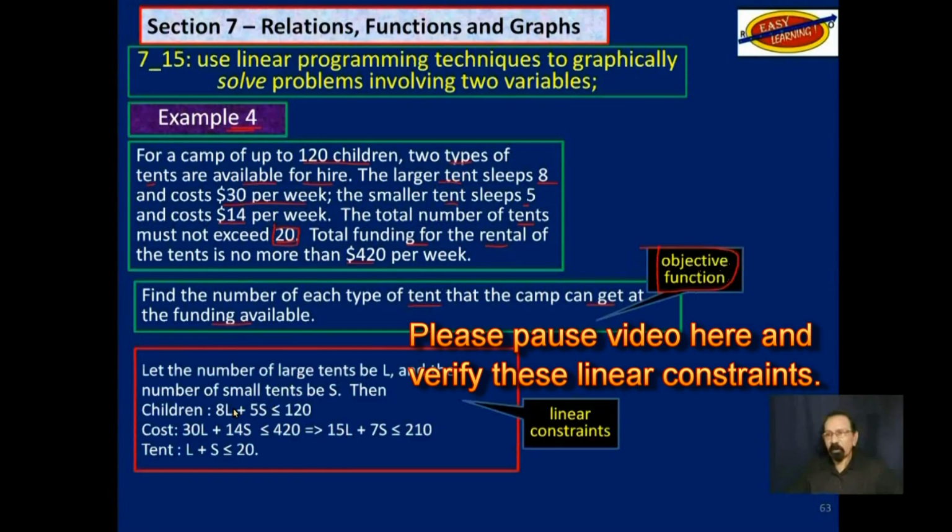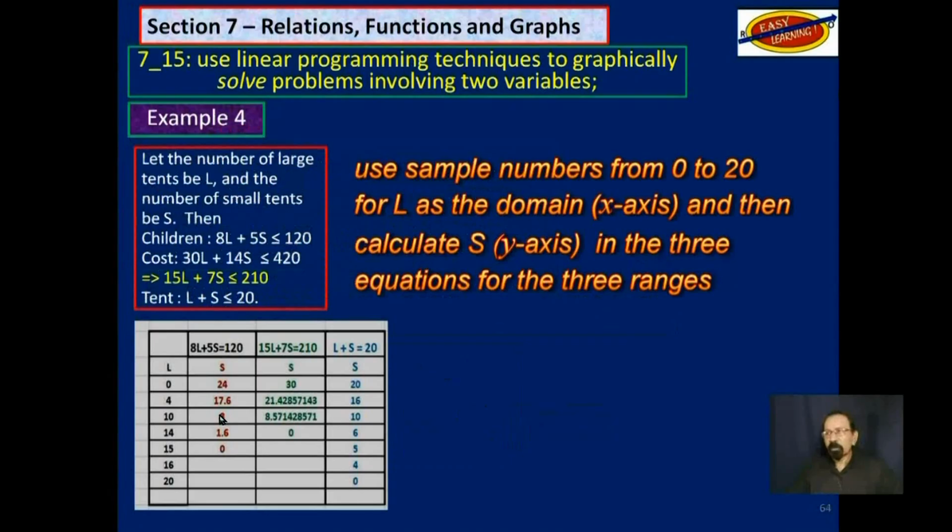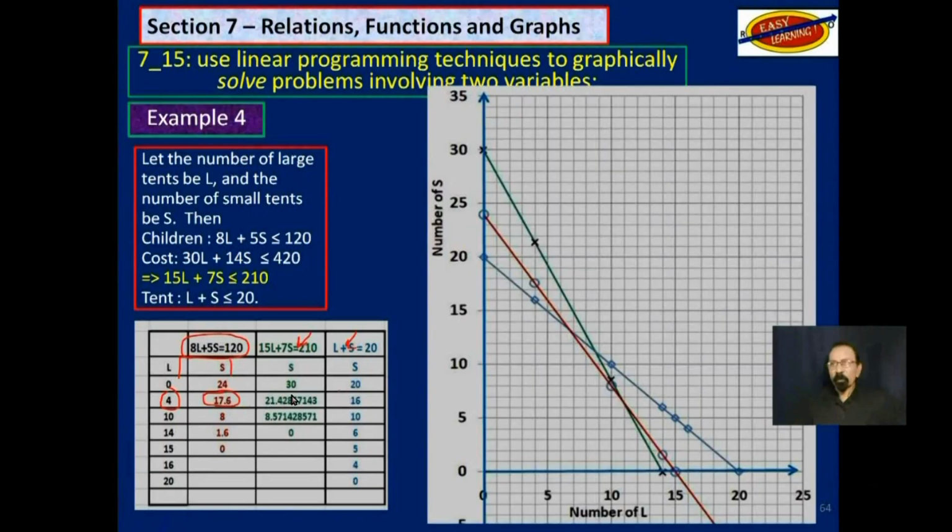And here we have our linear constraints. What limitations are there? So we plot some points, large, small, for that, and then this equation and this equation, and we get those points, those ordered pairs. For example, if you take 4 of that, we could get 17.6 of that for that equation, and so on. So we plot the points, draw the graph, and this is what we get.